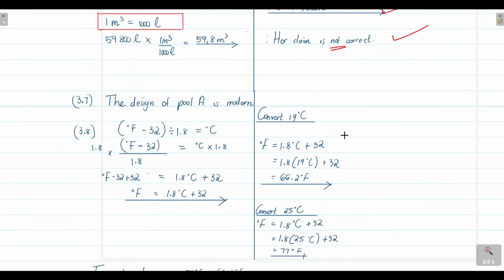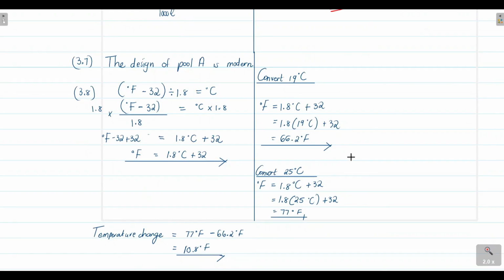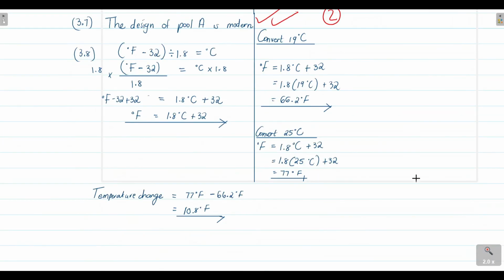Question 3.7 says the design. Okay, 3.7, they said, what is the reason why she could have gone for pool A instead of B, right? So any reasonable explanation that makes sense. Okay, you will just get 2 marks for that. Okay. Question 3.8. Okay, calculating your temperature change.